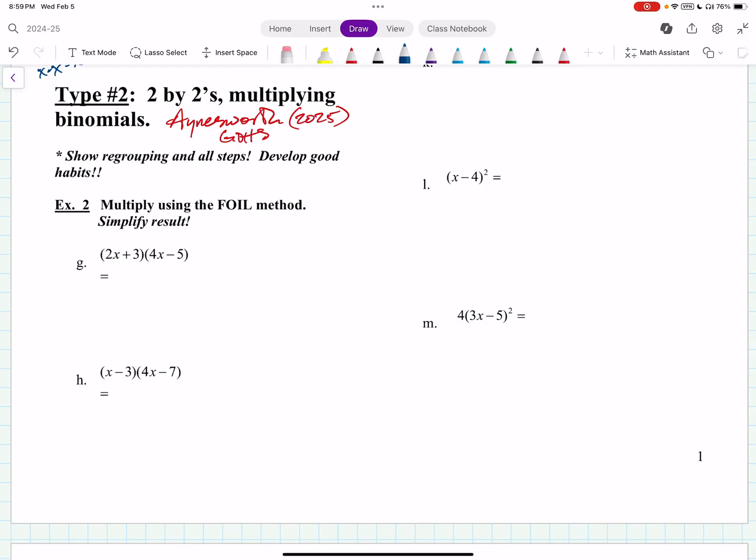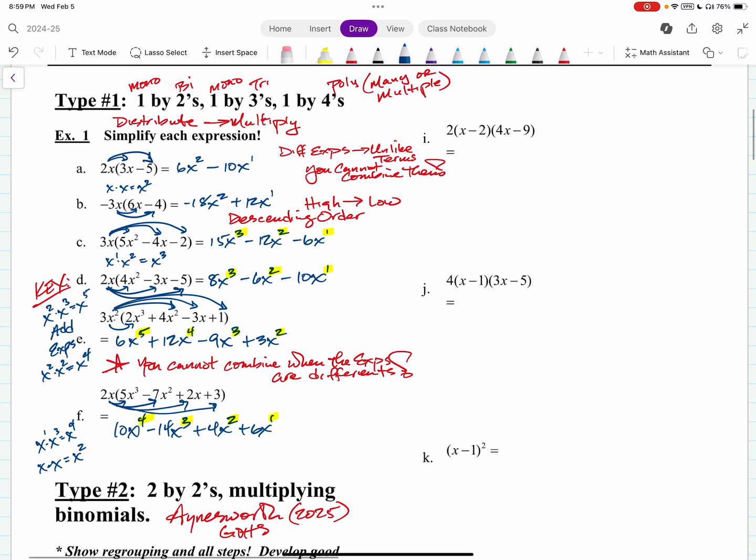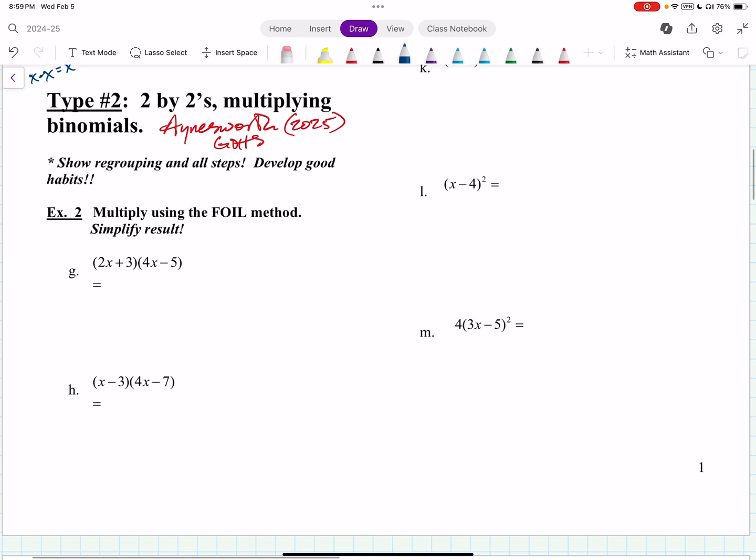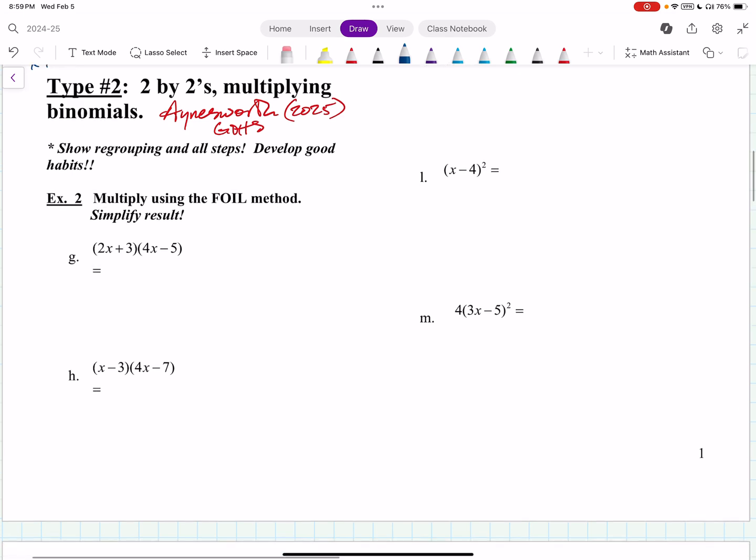All right, so in the first video, I talked about how to just multiply a monomial times another polynomial. That was pretty straightforward. You just distribute and multiply, and when you multiply variables, you add exponents, as I was talking about. In type 2, we're going to do the same thing, but we're going to do some 2 by 2s, meaning a binomial here.